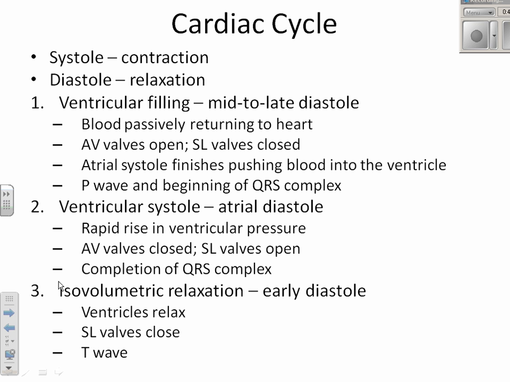So you get a systolic value on top, as she was saying, and a diastolic value on the bottom. So the steps here are ventricular filling, which happens in mid to late diastole. Blood is passively returning to the heart. At this point, your atrioventricular valves are open. Semilunar valves are closed, so blood is passively entering the ventricles. Atrial systole finishes pushing blood into that ventricle. The P wave and the beginning of the QRS complex are at this point. Okay? So that's ventricular filling.